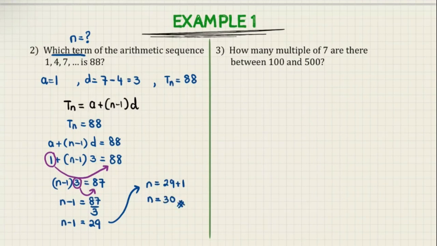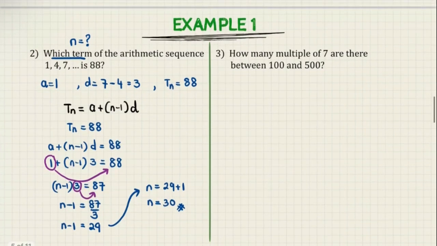Okay, so settle. So which term of the arithmetic sequence is 88? So the term is at n kita adalah 30. Okay, so this one is question number 2. Okay, seterusnya we go to question number 3.